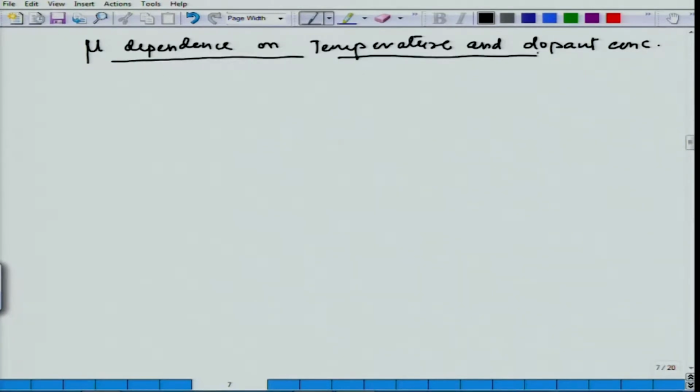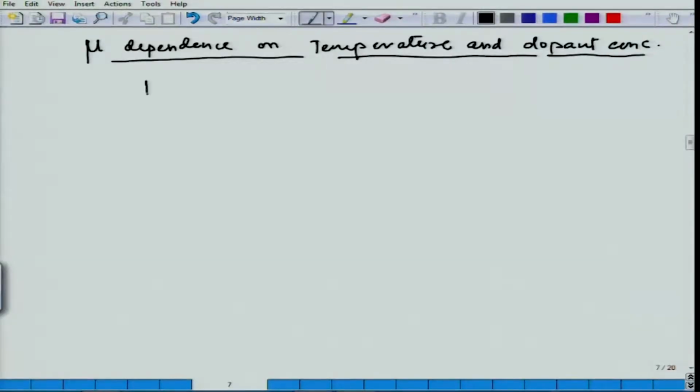So, if we want to understand this behavior, we need to understand what exactly is the mechanism. The mechanism for this mobility is that the carriers are getting accelerated in the electric field, and then they have a scattering event, where from the scattering event they come out with a thermalized energy, and then they get accelerated again, and they have a second scattering event. So, to understand this effect we need to know what are the dominant scattering events in a semiconductor.